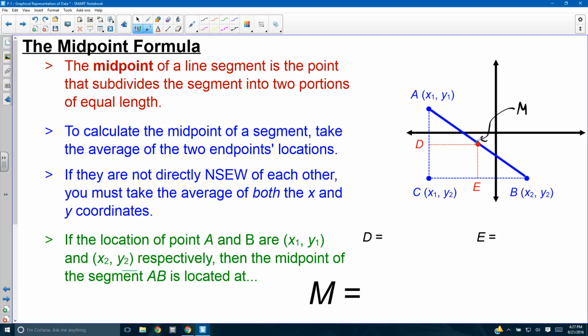But it's the actual location, the actual coordinate, okay? So even when we come to a formula, of sorts, we're not actually going to, I don't know if I'd call it an equation or formula or anything like that, because it's just the location of the midpoint. To calculate the midpoint of a segment, take the average of the two endpoints' locations.